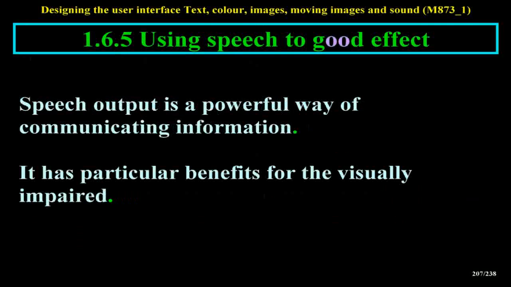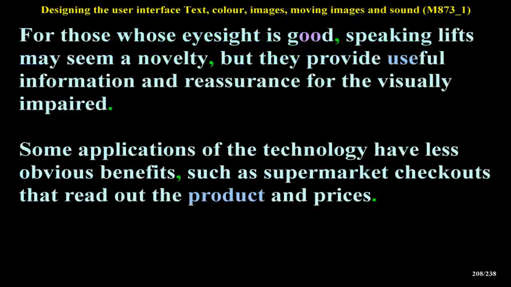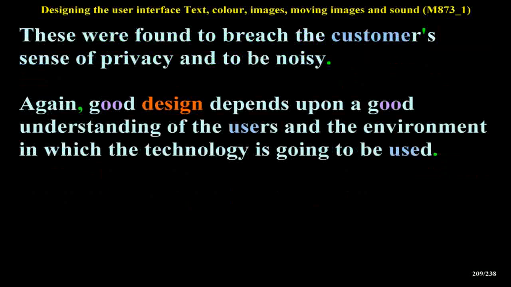1.6.5. Using speech to good effect. Speech output is a powerful way of communicating information. It has particular benefits for the visually impaired. For those whose eyesight is good, speaking links may seem a novelty, but they provide useful information and reassurance for the visually impaired. Some applications of the technology have less obvious benefits, such as supermarket checkouts that read out the product and prices. These were found to breach the customer's sense of privacy and to be noisy.